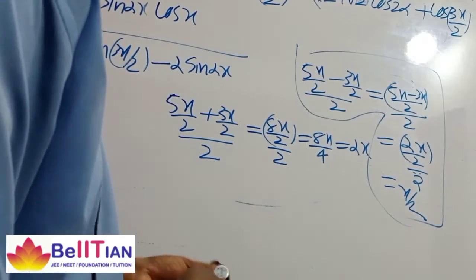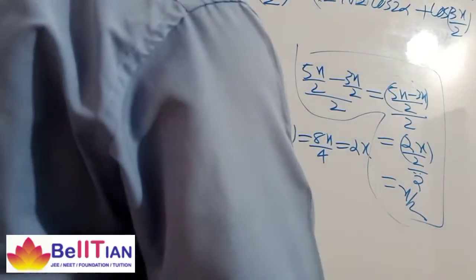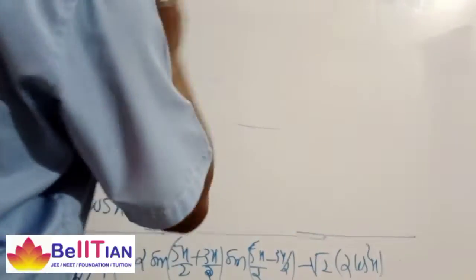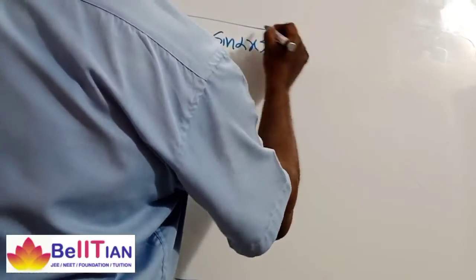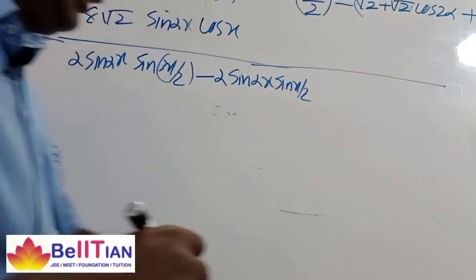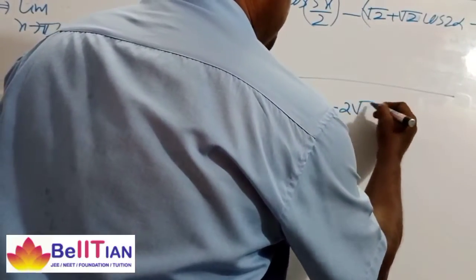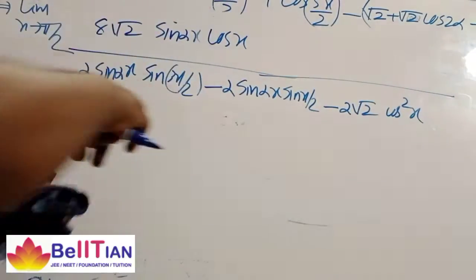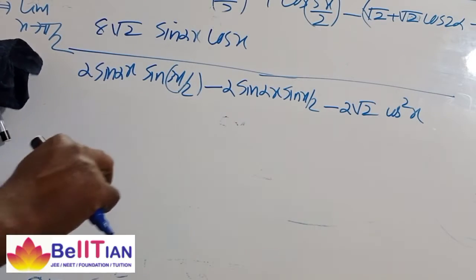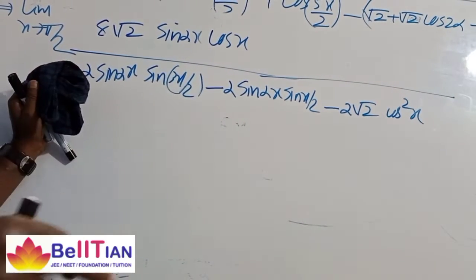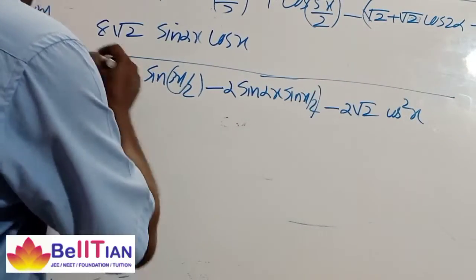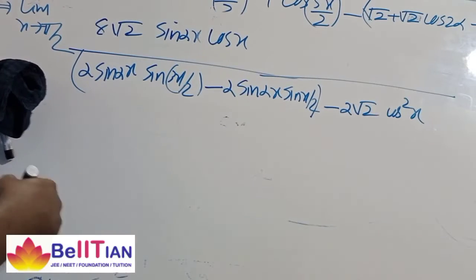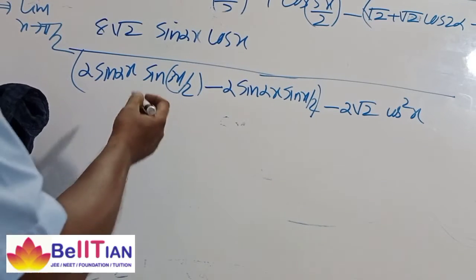So now I take this term as sine 2x into sine x by 2, then minus of 2 root 2 into cos square x, isn't it? 2 times root 2 into cos square x. Now see, we can take 2 sine 2x as a common factor from these two terms. Here is a 2 sine 2x, here is 2 sine 2x. I take 2 sine 2x out. So we can factorize this expression.